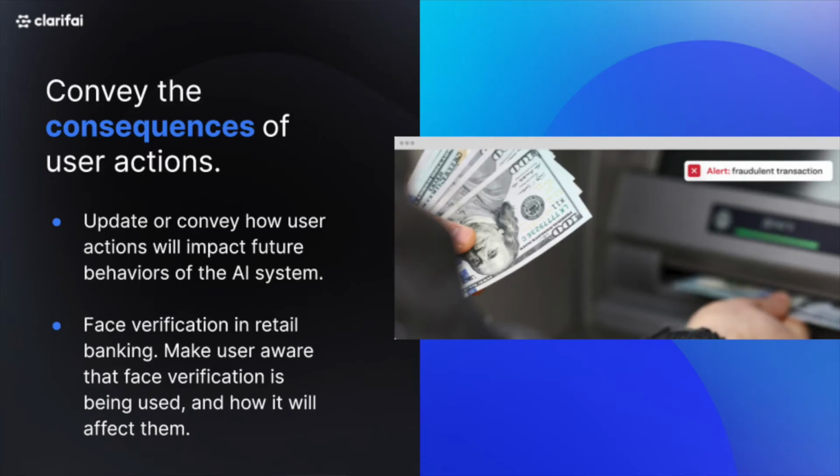Another important thing to do is to convey the consequences of user actions. And many customers have approached us about various fraud detection systems that they're hoping to put in place. One example being at an ATM, where you're able to not only verify a user with their PIN number, but also verify a user's face as a two-factor authentication system.